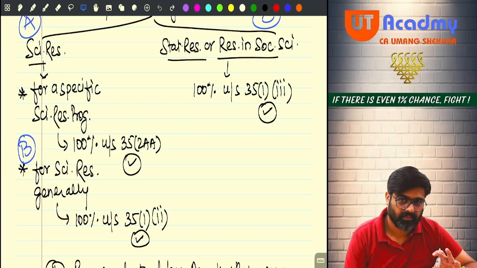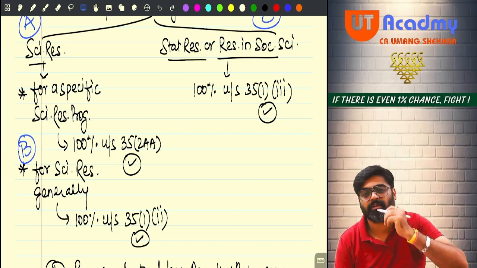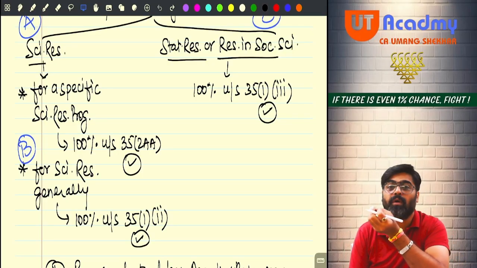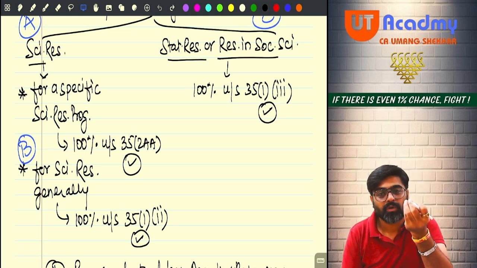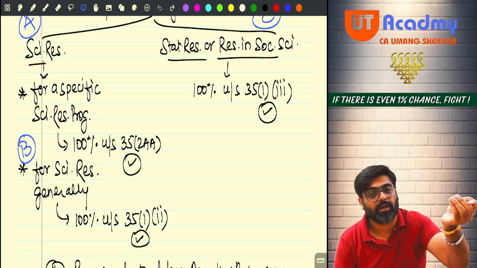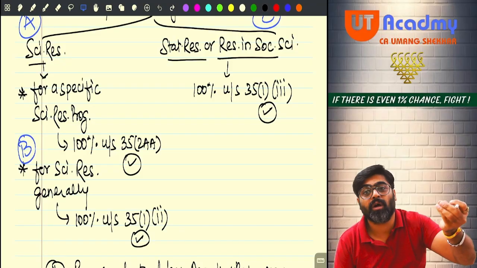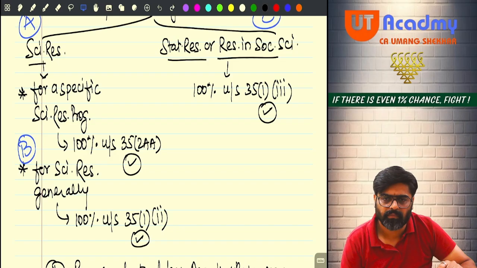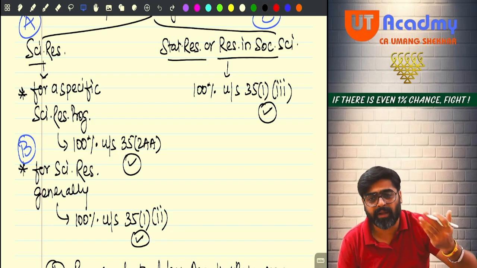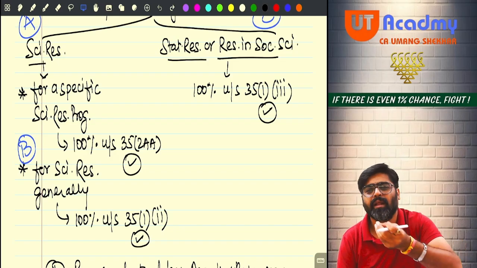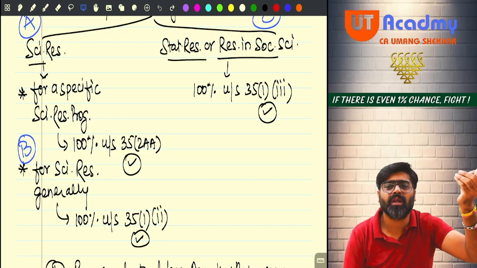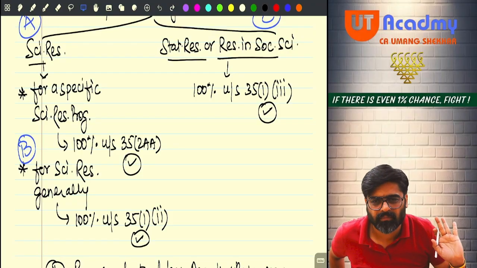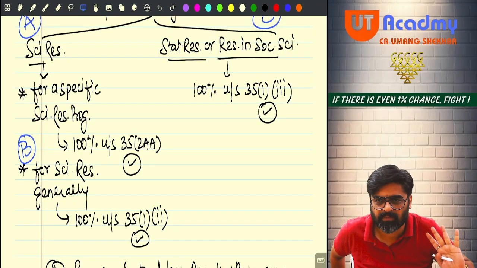So wait. Donation for scientific research, fully allowed, whether for a specific program or generally. Donations for any statistical research or research in social sciences, fully allowed. Now, the donation is made for a research. It can be scientific research, statistical research, or research in social science. This research may or may not be related to your business. Still, you are going to get this deduction.